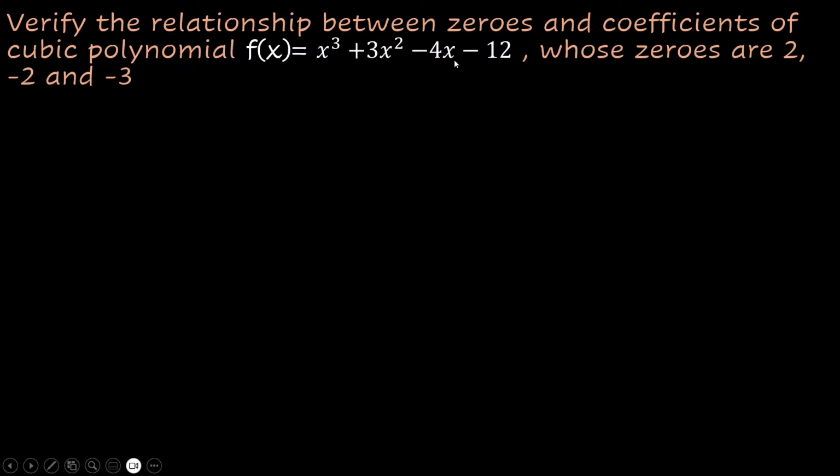Now let us proceed to one question. Verify the relationship between zeros and coefficients of this cubic polynomial whose zeros are 2, minus 2, and minus 3. So alpha is 2, beta is minus 2, and gamma is minus 3. Let us start the verification.